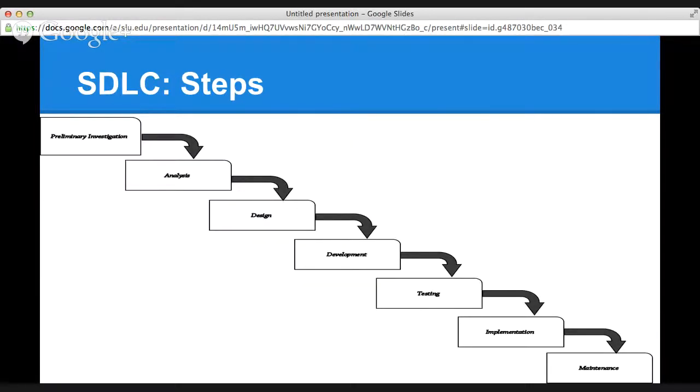The cycle begins with the initial investigation. This step is performed to figure out where the problem lies and what needs to be fixed or added. The next step is the requirements definition. This step defines what is going to be done in order to fix or improve the system based off of the initial investigation.